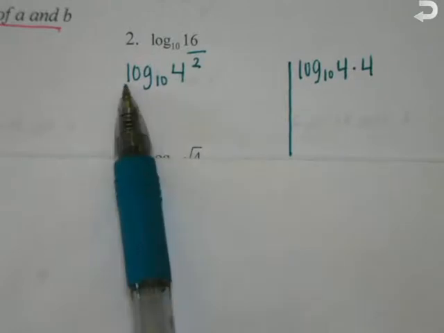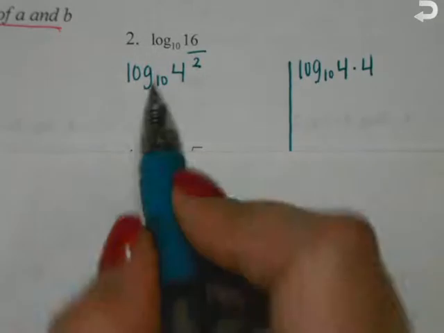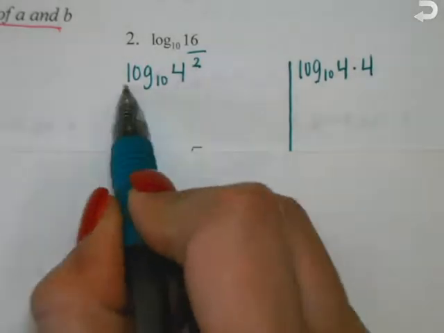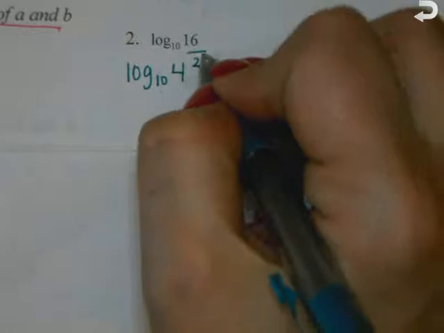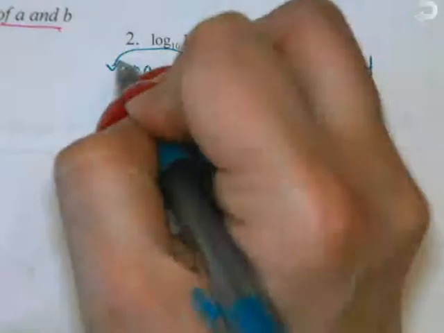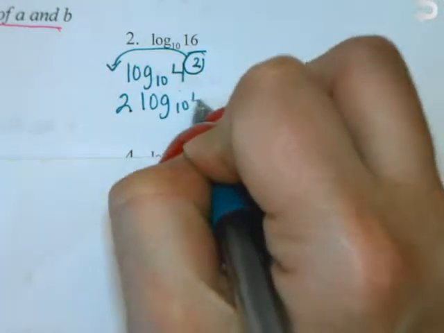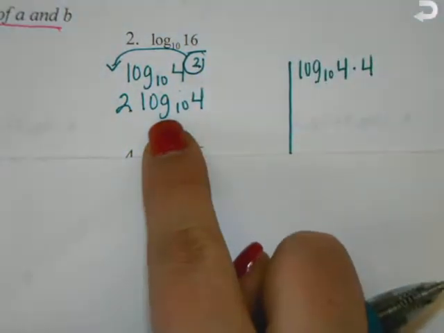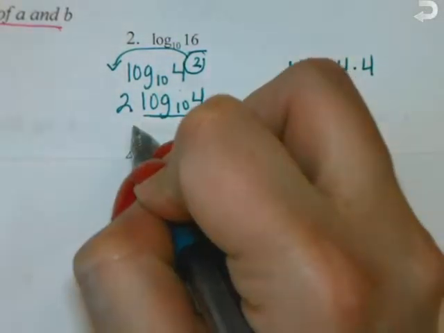Let's do the left-hand side first. I can only replace log base 10 of 4 with B, but right now I have log base 10 of 4 squared, so what can I do? How can I get rid of that exponent? Yeah, bring it in front. So this is 2 times log base 10 of 4. Now can I substitute in B? So for log base 10 of 4, we can substitute B, so what do we end up with? 2B.